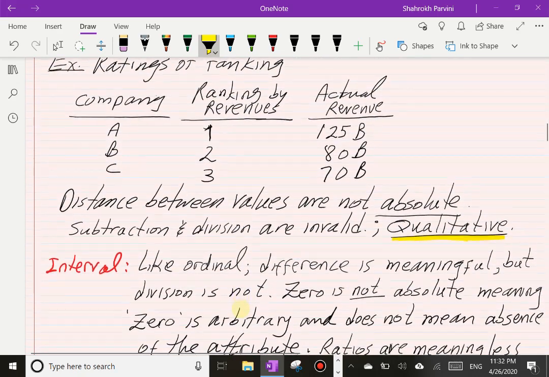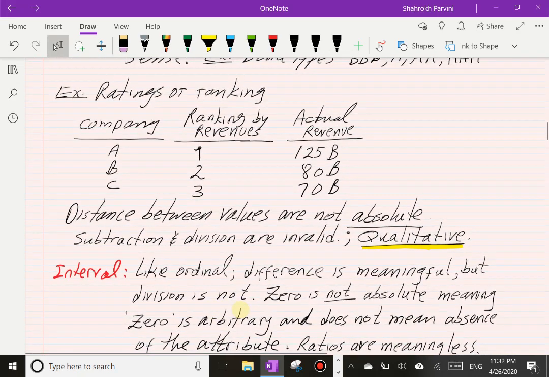Next, we go to a stronger level of measurement. Our stronger level of measurement now is going to be interval data. Now, interval data is like ordinal. But the difference now is that differences are meaningful, but still we cannot divide. And the other important thing here with interval data is that the position of 0, that number 0, is not absolute. What do we mean by 0 not being absolute? It's not absolute in that it doesn't represent the complete absence of the attribute.